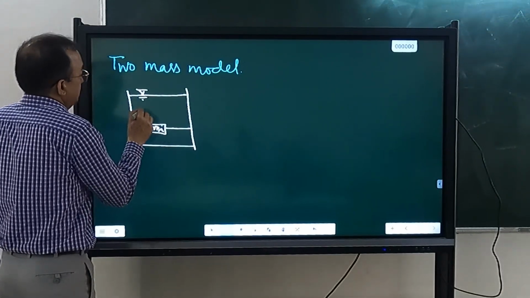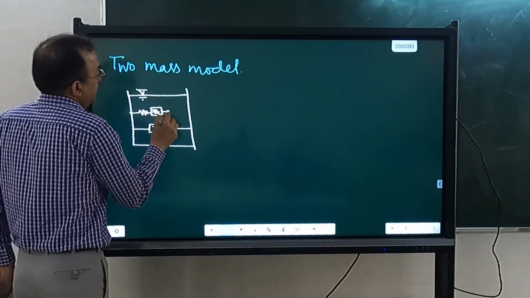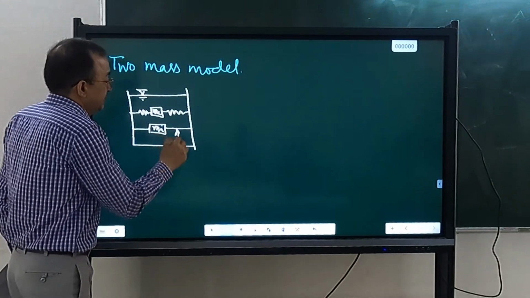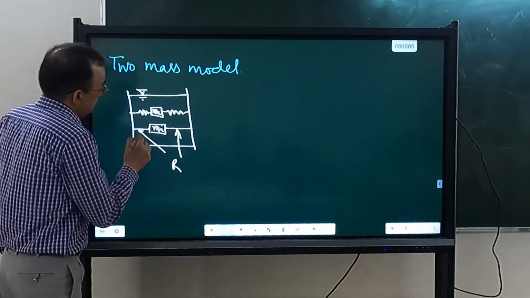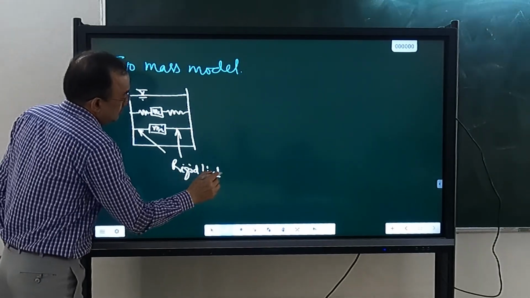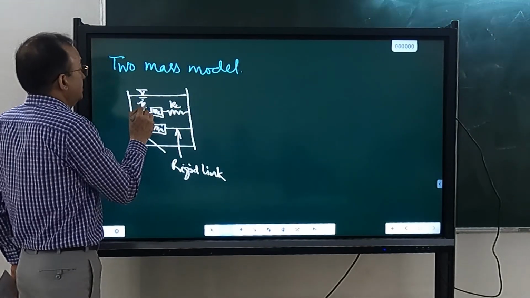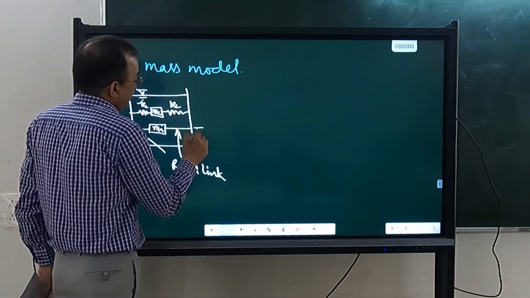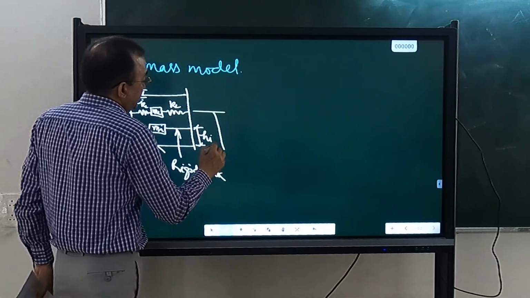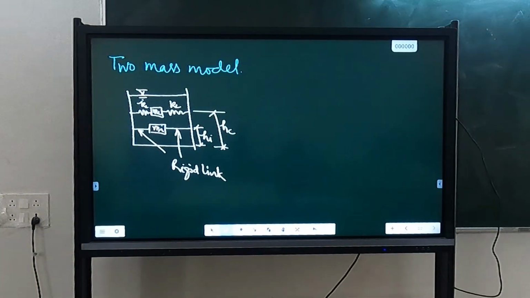Mi and Mc. Mi is connected rigidly, so this is the rigid link. Okay, and this stiffness is Kc. The height at which this mass is attached is Hi, and the height at which the convective mass is attached is Hc.